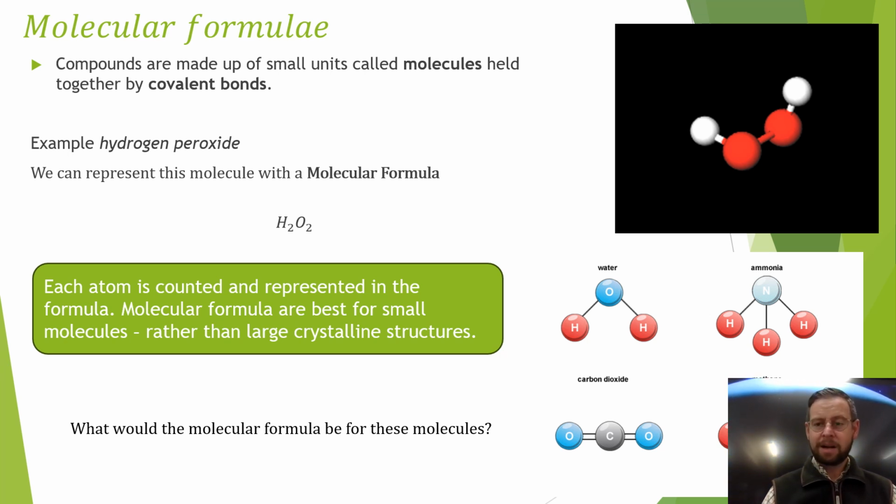Now, molecular formulae are very good at describing small, simple molecules. They're less good if there is a repeating pattern, if the basic unit is repeated many, many times. For example, in large crystalline structures, molecular formulae become a little bit cumbersome. They're just basically going to be counting thousands and thousands of atoms potentially. So we have to look beyond molecular formulae sometimes to empirical formulae.